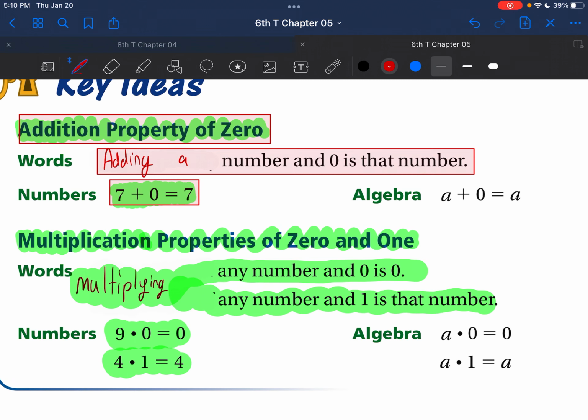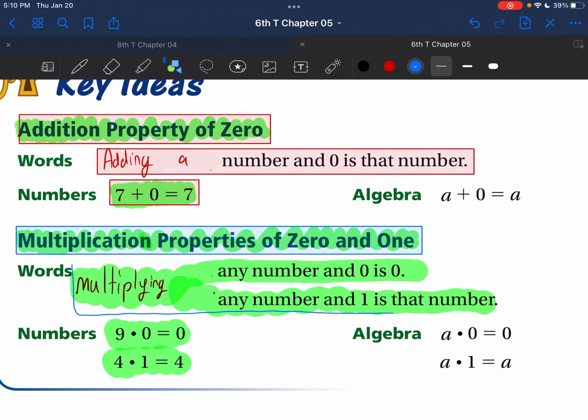1 million plus 0 is 1 million. 10 plus 0 is 10. So anything that you add to 0 is going to be that number. Now, I also want you to write this one, in a nice square: the multiplication property of 1. And what does that mean? Here's your example. When you multiply any number by 1, it's going to be that number.